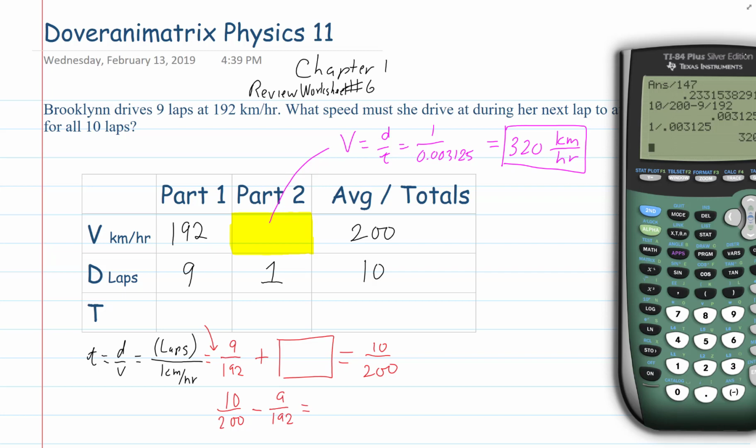So we got this time here, 0.003125. That's that time, that's that time, and that is that time.